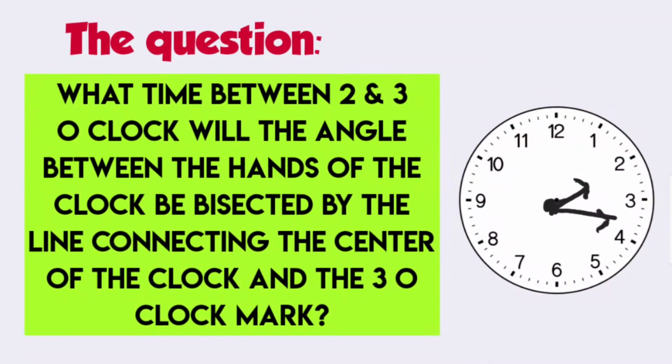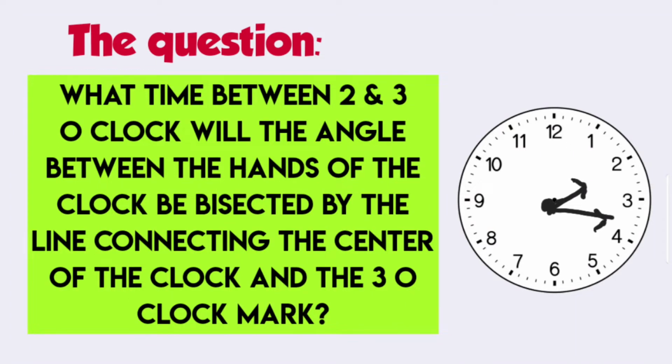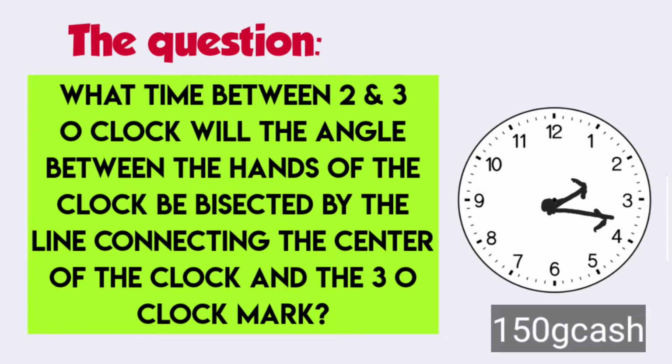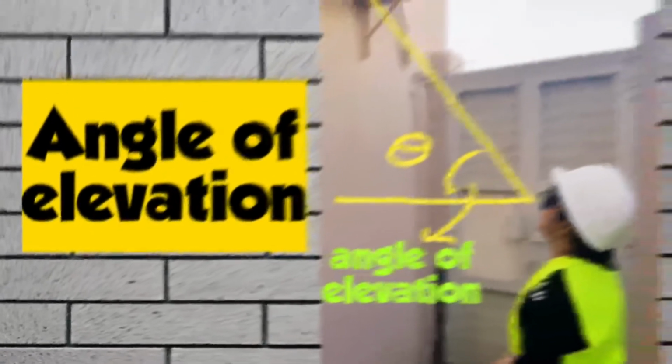What time between 2 and 3 o'clock will the angle between the hands of the clock be bisected by the line connecting the center of the clock and the 3 o'clock mark? This is the question to be answered here on the premier chat box. Good luck!